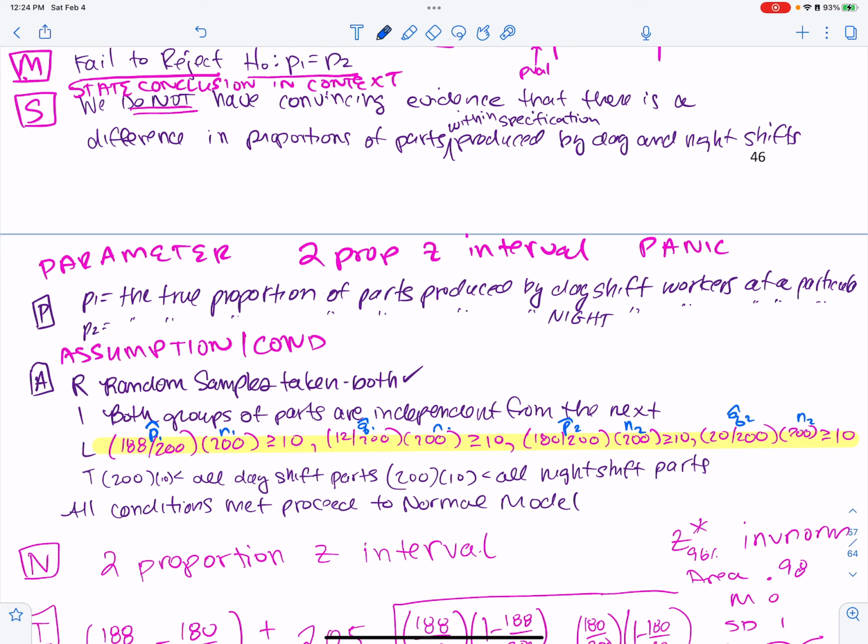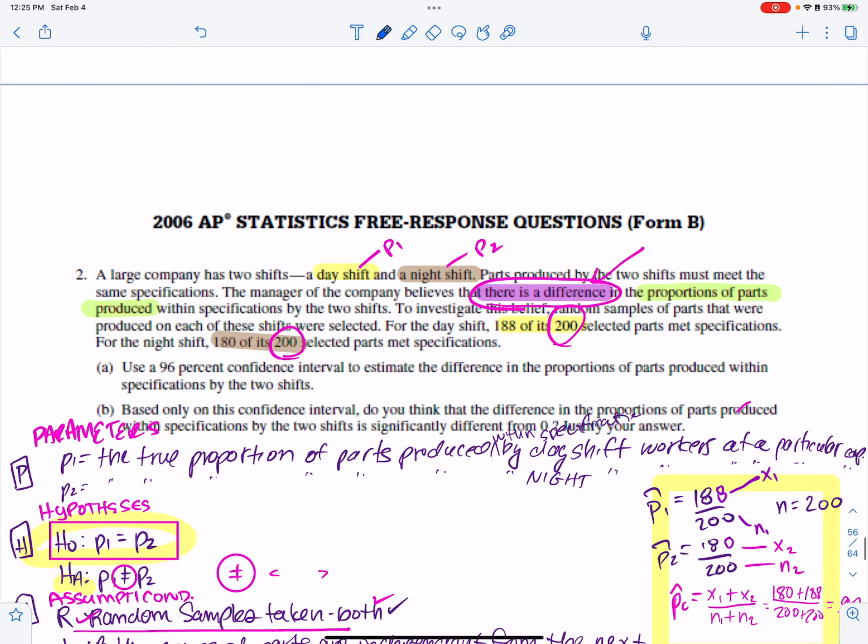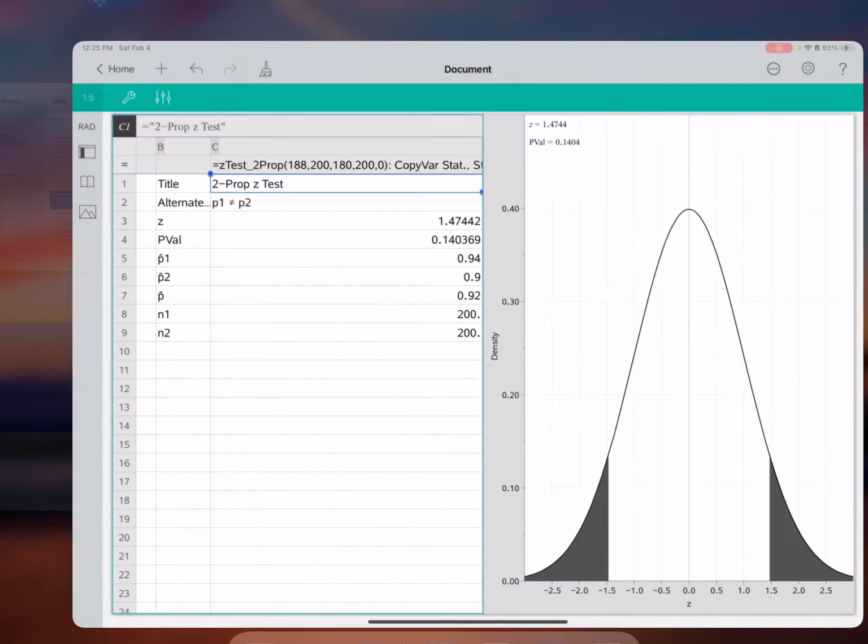Just like before, let's go ahead and throw this into the confidence interval. Remember, we know my X1 is equal to 188. My N1 is equal to 200. My X2 is equal to 180. And my N2 is equal to 200. And the confidence level we're doing is 96%. The reason we're doing 96% is because that's what it asked me to do right there. So 96%. So let's jump to our calculator.